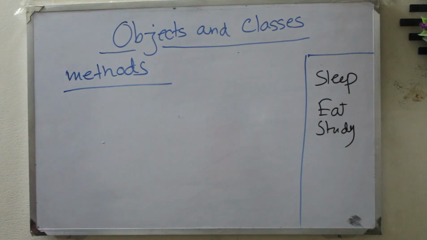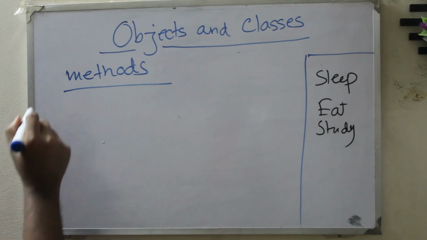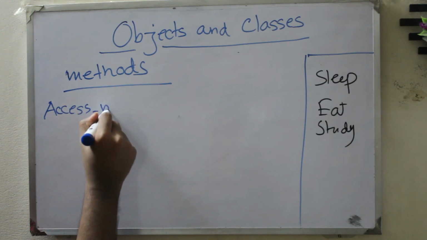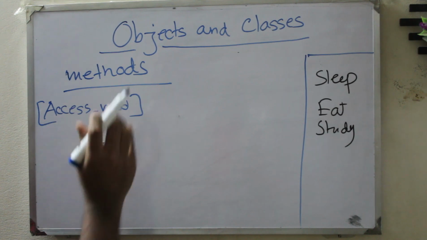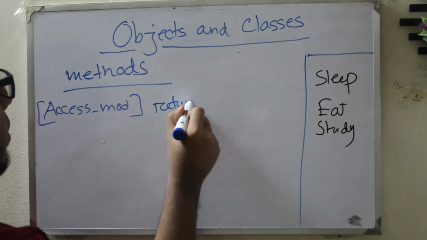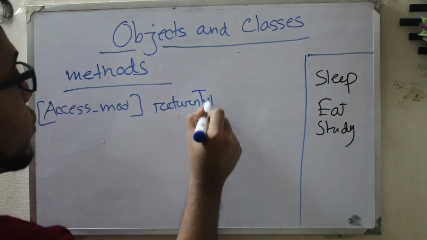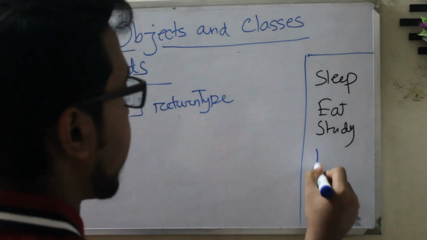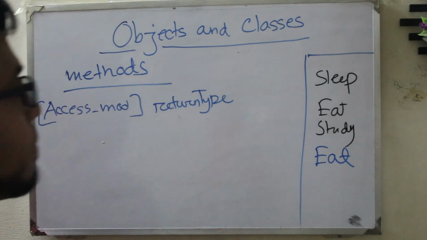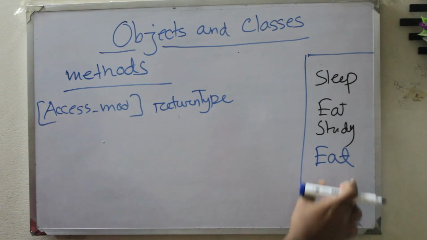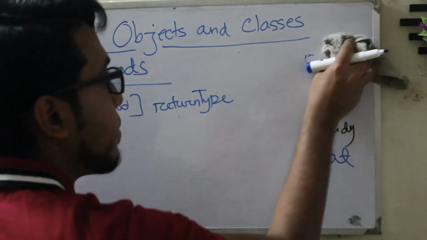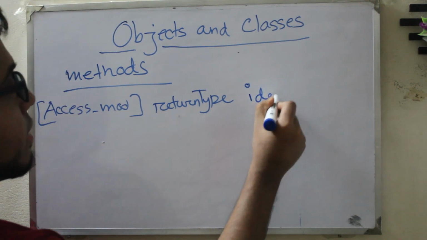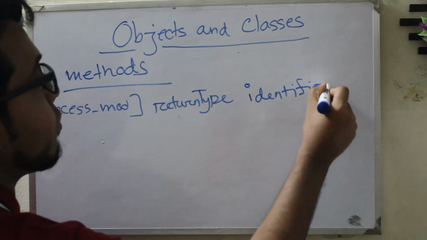So how do we write the name of the methods? Once again, this is the same as the previous one. We write access modifier, then we write return type. A method must have a return type. It should return something. Okay? So for example, the eat method should return how many calories the student has eaten. And then we write down the identifier. The identifier specifies the name of the method.